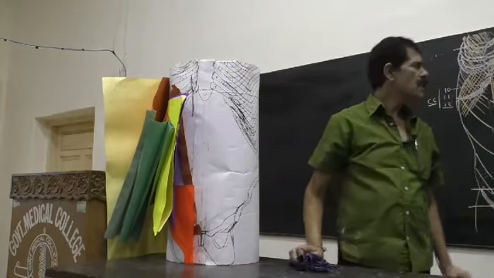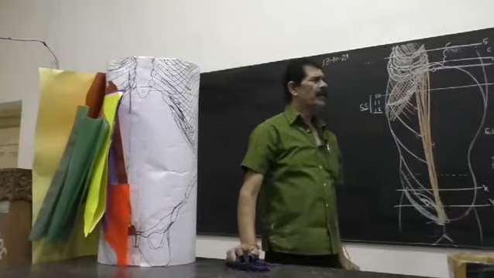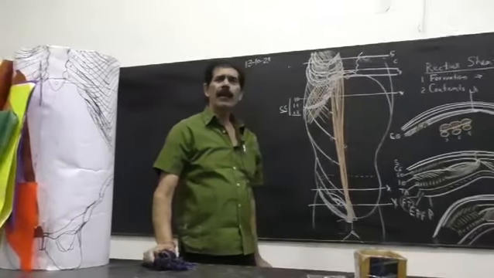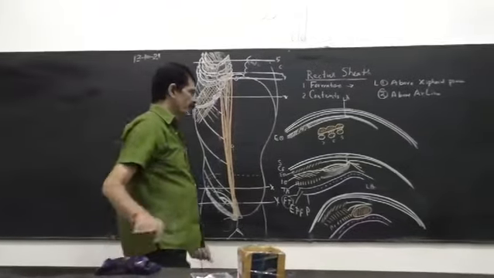Now comes the last part of the anterior abdominal wall, that is called the applied anatomy related to it.